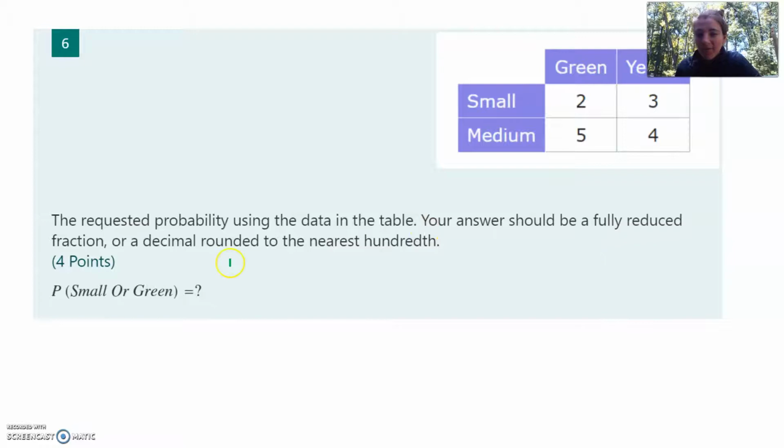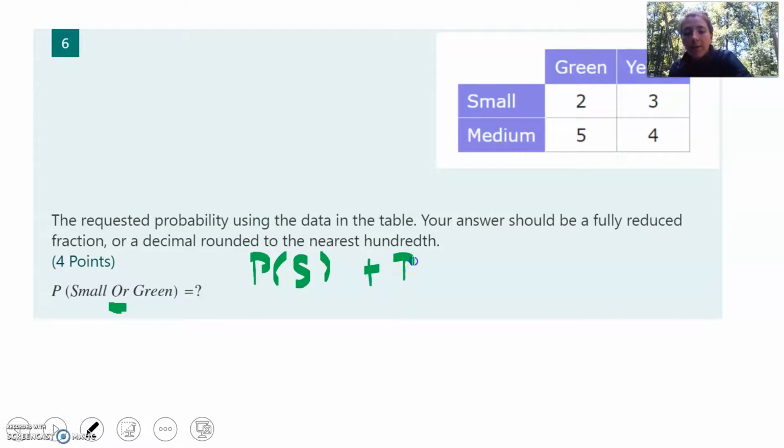Your answer should be a fully reduced fraction or a decimal rounded to the nearest hundredth. All right, small or green. That means we need to do probability of small plus probability of green.